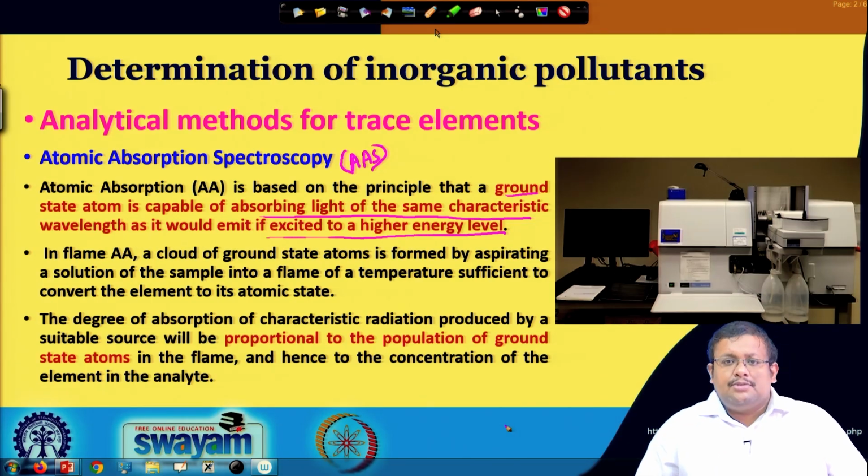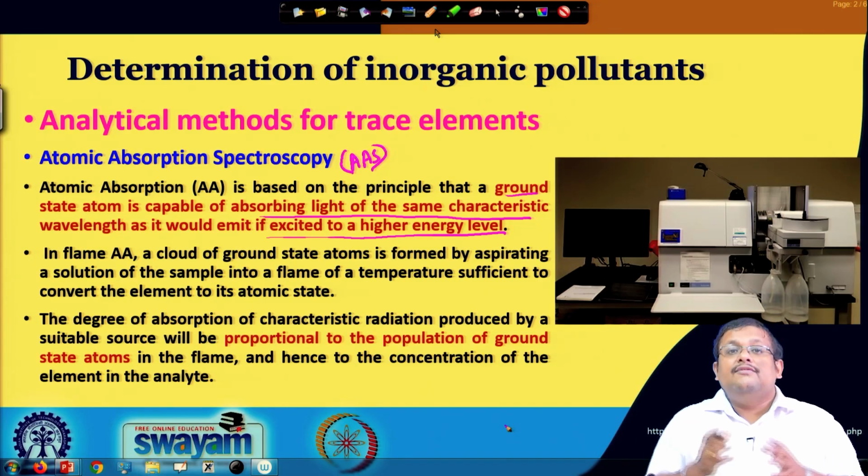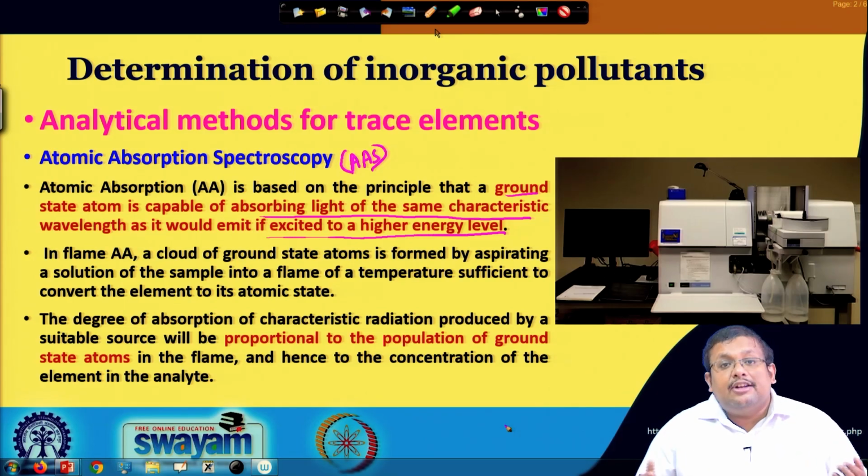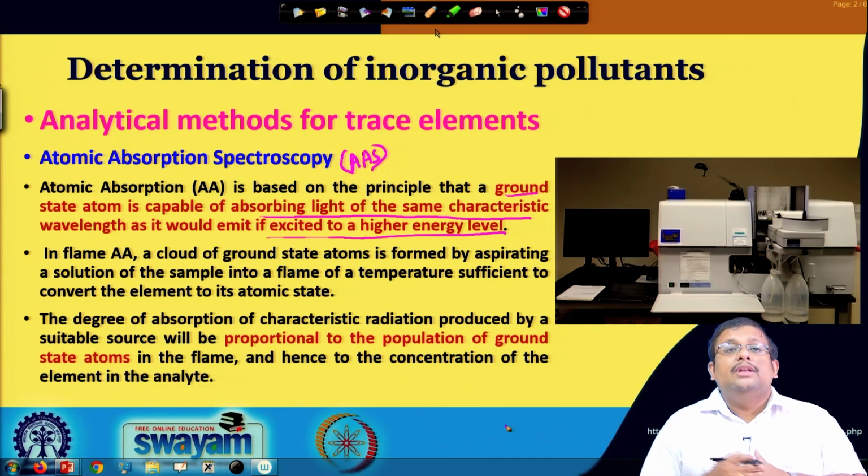Now, in flame atomic absorption, this is a type of atomic absorption we will discuss later. In flame atomic absorption, a cloud of ground state atoms is formed by aspirating a solution of the sample into a flame. So, that is why it is called flame atomic absorption. Basically, a cloud of ground state atoms is formed by aspirating a solution of the sample into a flame of a temperature sufficient to convert the element to its atomic state. So, basically this atomic absorption spectrometer allows the atoms from the ground state to absorb certain wavelengths of radiation to go to their excited state.